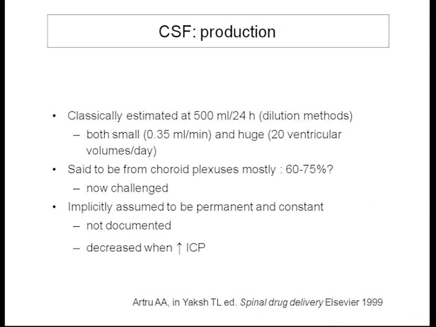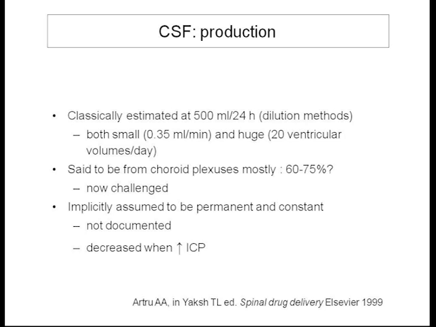CSF production, classically estimated at half a liter per 24 hours. Again, dilution method, nobody knows what is true in the dilution method. The volume is small, it's only a third of a milliliter per minute, and huge because it's 20 times the size of the ventricles. Therefore, when you obstruct the ventricles, that means that there is absorption of CSF, because you never see the ventricles increasing 20 times in one day. It's said to be from the choroid plexus mostly, but now it's challenged.